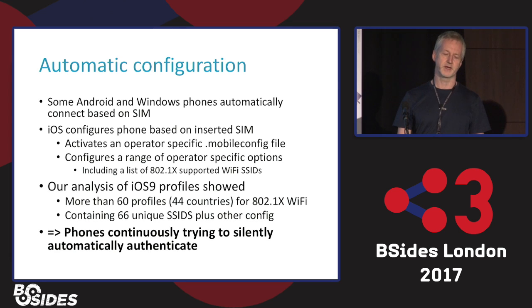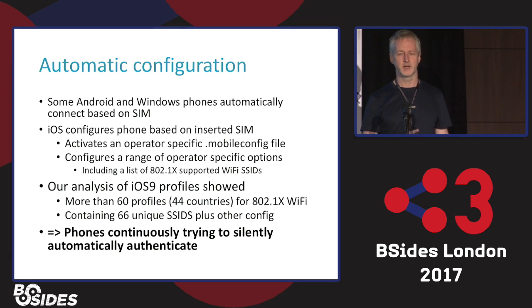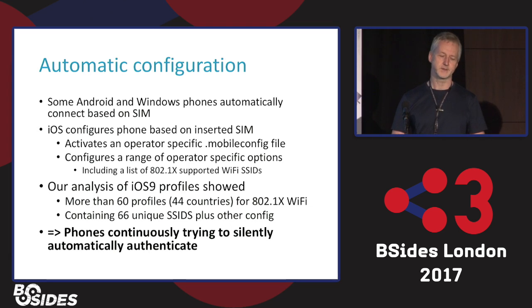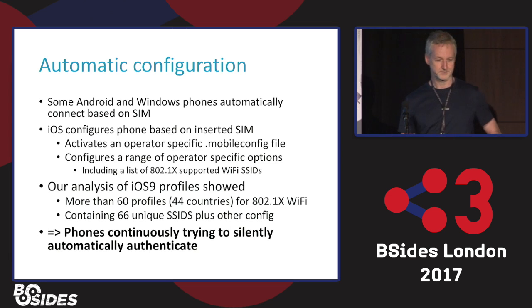A number of Android and Windows phones automatically connect based on the SIM. Essentially, when you put the SIM card in, they select a pre-configured profile from an operator and set it up on the device. The same occurs on iOS. It activates a specific kind of .mobileconfig, and what it configures, in the case of the stuff we're interested in here, is operator-specific SSIDs. The device is then configured to look for those SSIDs.